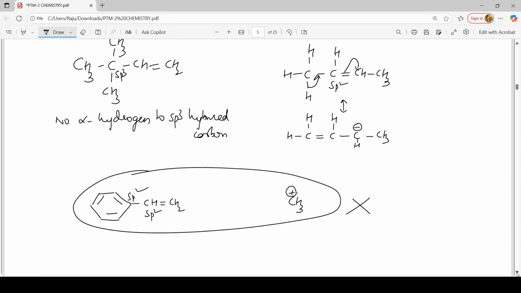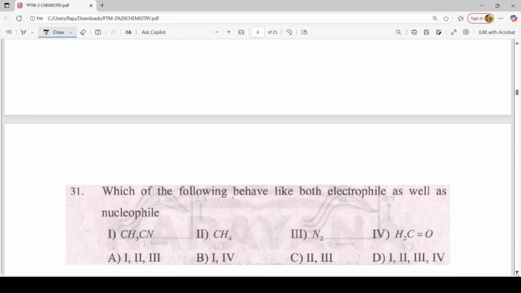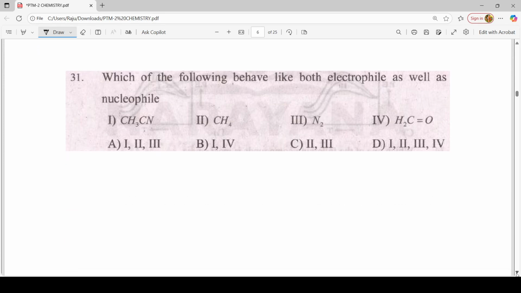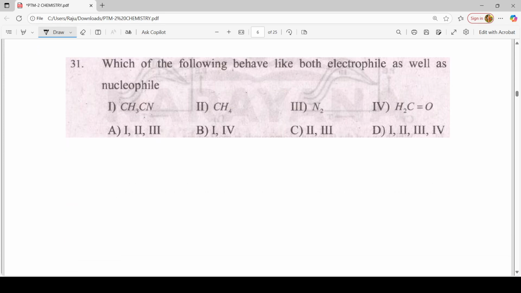Next, which of the following behaves like both electrophile as well as nucleophile? Students, if you take ethane nitrile, the pi electrons are shifted to the electronegative nitrogen atom. When the pi electrons are shifted to the electronegative nitrogen atom, on the carbon there is a positive charge and on the nitrogen there is a negative charge. So the carbon positive charge acts as an electrophile, and the nitrogen negative charge acts as a nucleophile.